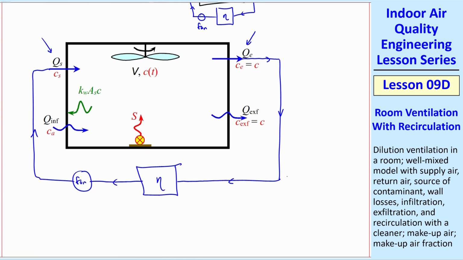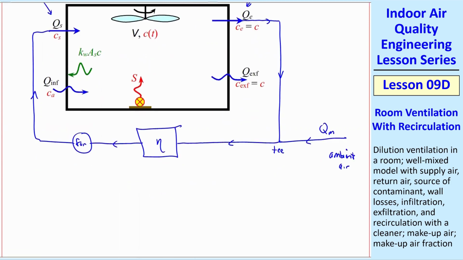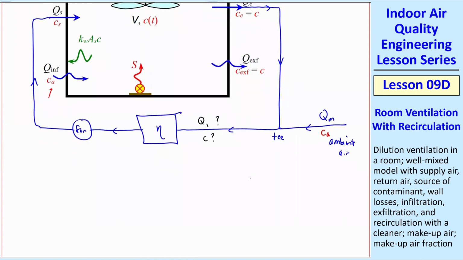What we want to do is introduce some makeup air. This will be the bottom T. Makeup air will have volume flow rate QM. We're drawing this from the ambient air, so it'll have a concentration of Ca, just like the infiltration is coming from outside. We're going to combine that with the flow coming from the exhaust. We'd have some Q1 going into the cleaner. And what is that Q1 and what is that C then? You're now mixing C from the room with Ca. That's why we have to worry about how to handle T's.